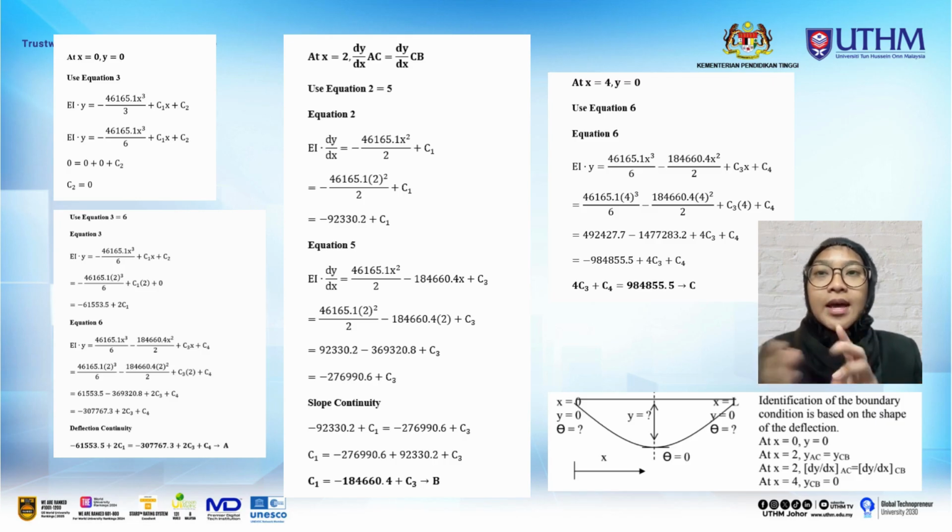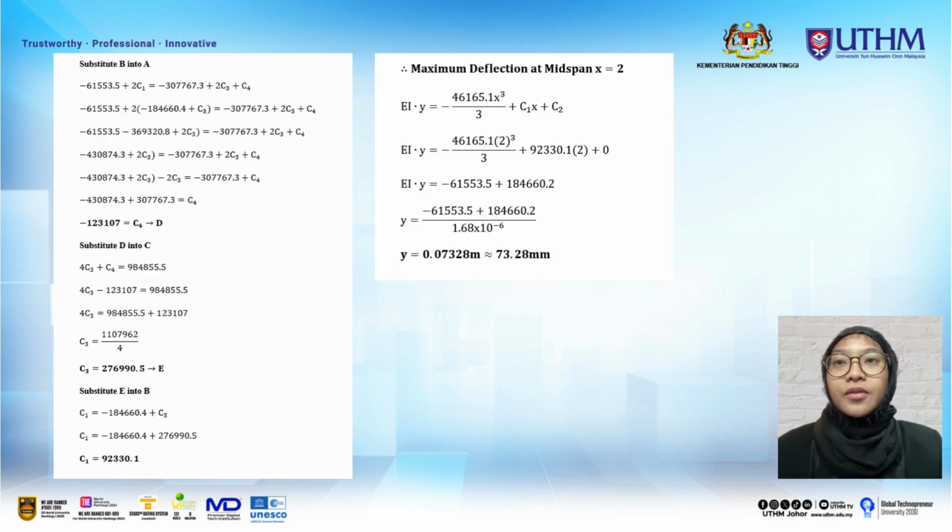The third one is at x is equal to 2, dy over dx AC is equal to dy over dx CB. That is our slope continuity. And lastly, at x is equal to 4, y is equal to 0. Now we're solving for the constants.